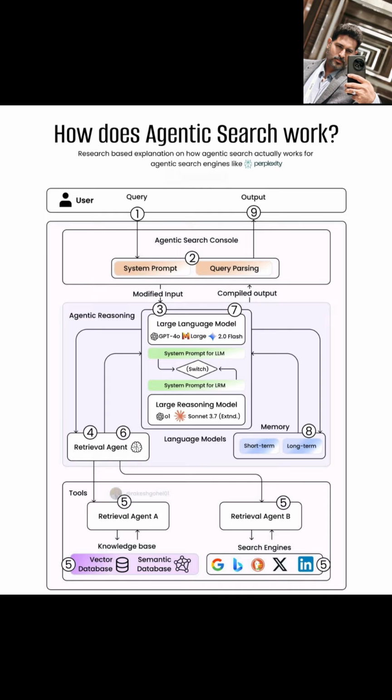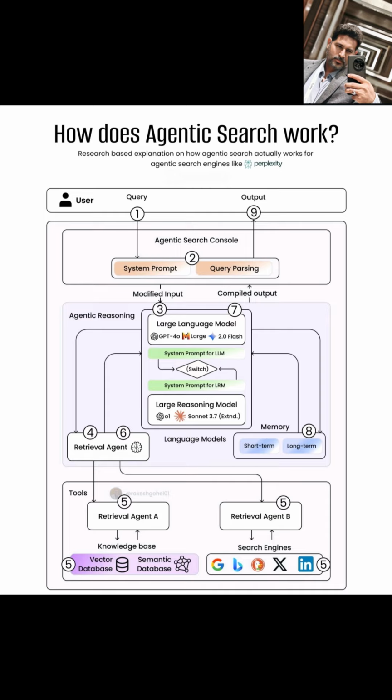The result of this reasoning and information gathering is a compiled output, 7. Throughout this entire process, the agent utilizes memory, 8, both short-term and long-term. Short-term memory helps keep track of the current search process and retrieved information, while long-term memory allows the agent to learn from past searches and potentially personalize future results.